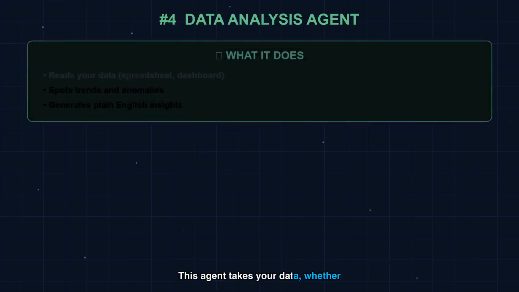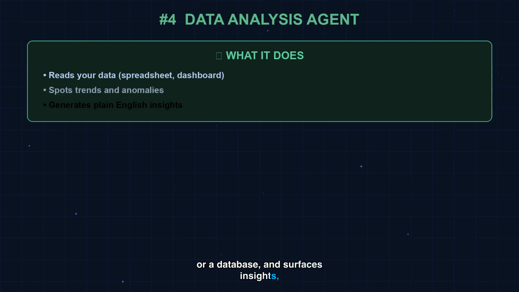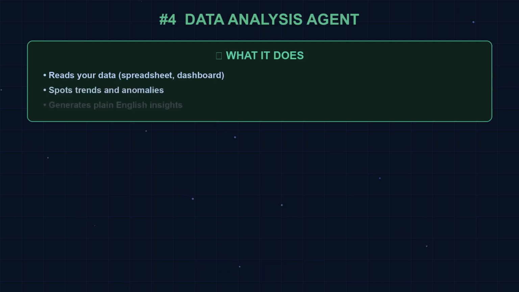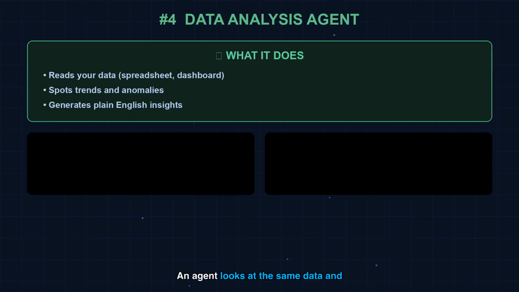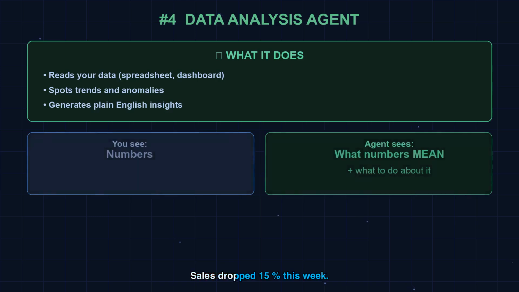Use case number 4, the data analysis agent. This agent takes your data, whether that is a spreadsheet, a dashboard, or a database, and surfaces insights you would have missed. It looks at trends, flags anomalies, compares periods, and generates plain English summaries. Why this matters: most people look at their data and see numbers. An agent looks at the same data and tells you what the numbers mean. Sales dropped 15% this week. Here is why, and here is what you should do about it.